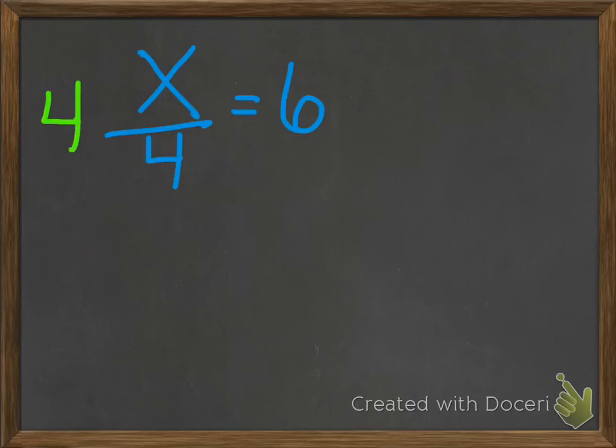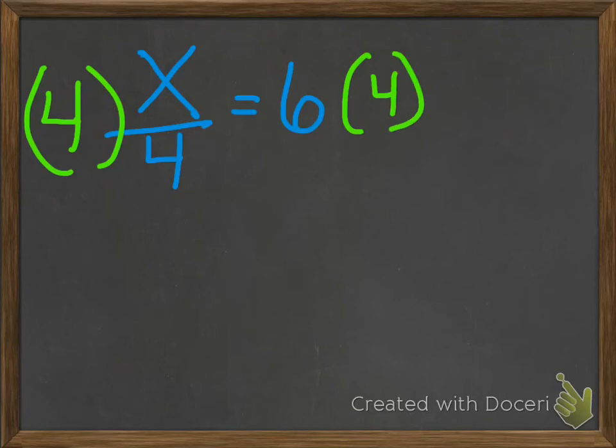Alright, let's try one with dividing. So what if we have x divided by 4 equals 6. Alright, we need to get rid of the 4. What's the 4 doing with the x? What's the operation? It's dividing. So we're going to do the opposite of dividing, and we're going to multiply by 4 on both sides.